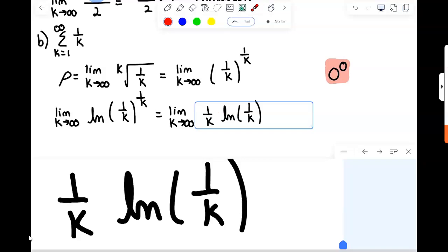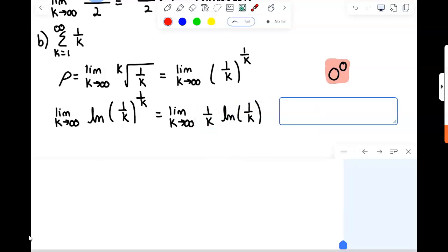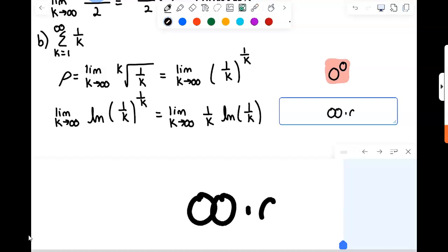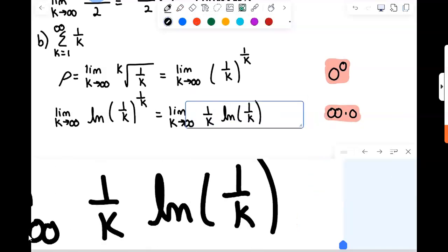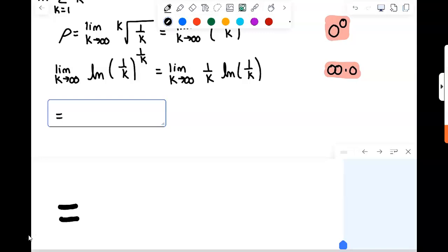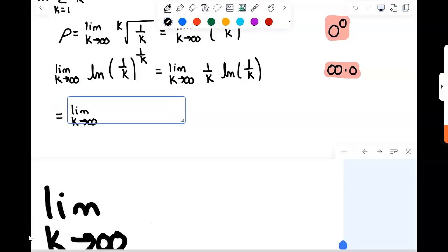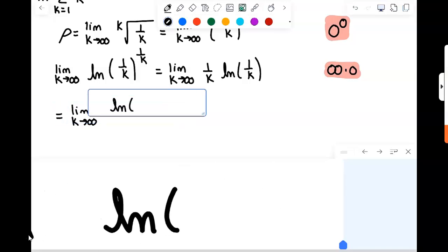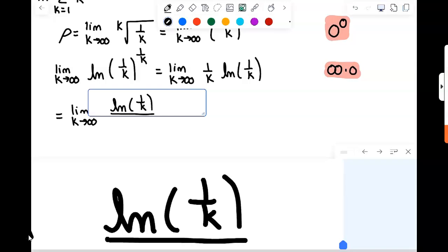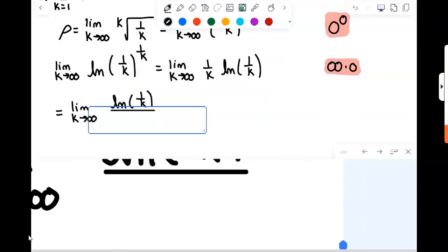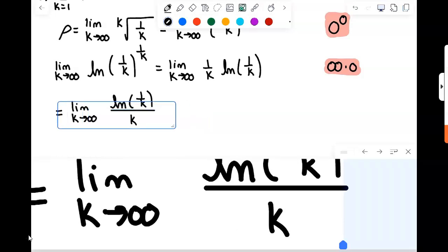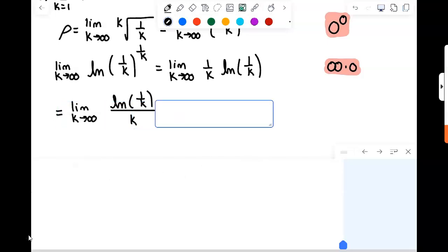Infinity times 0. So remember, to handle an infinity times 0 limit, we take one of those things over the reciprocal of the other. So the limit as k goes to infinity, of course the simplest one to do is ln of 1 over k on top, over the reciprocal of 1 over k, which is k. That transforms this into an infinity over infinity limit, where we can now finally apply L'Hopital's rule to take the derivative.